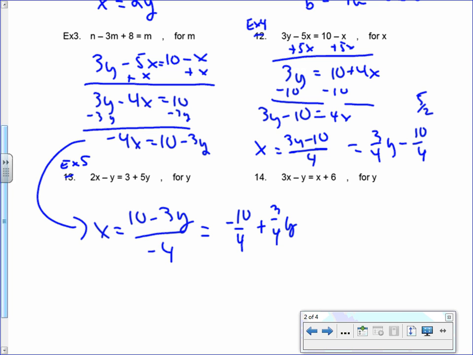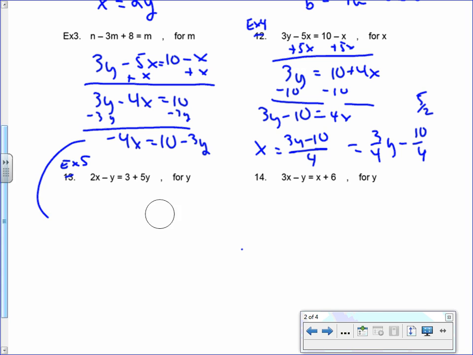Try number 13. I'm gonna come around and see if anybody had any problems with the last one. Okay, let's see if anybody had any problems with the last one. That's what you need to look at. Go ahead and try number 13, example 5. Anybody need to look at the last one? No?